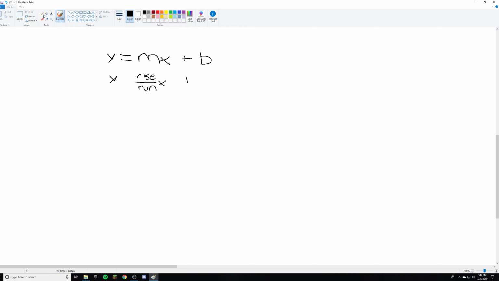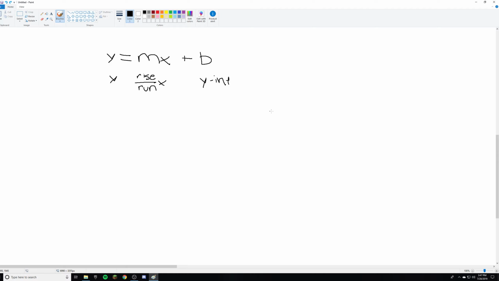And then the b is the y-intercept. In other words, the y-intercept is where the line crosses or makes contact with the y-axis. So say we have a graph here, and then boom, this would be the y-intercept. Let's just delete all that.